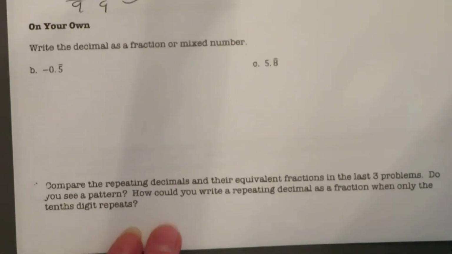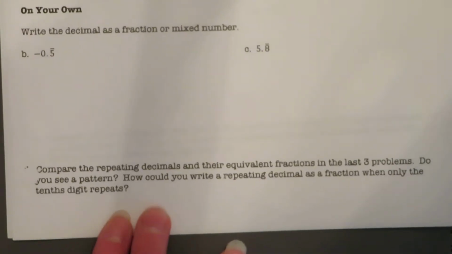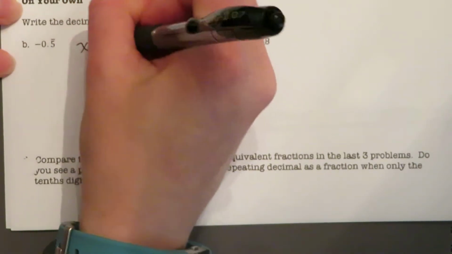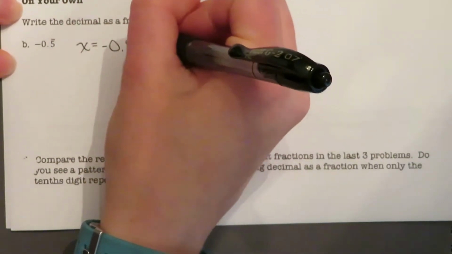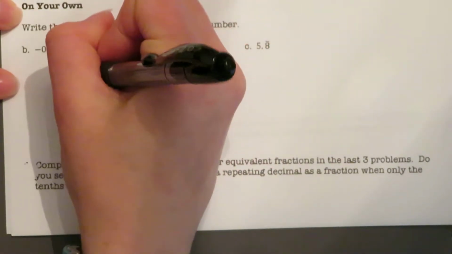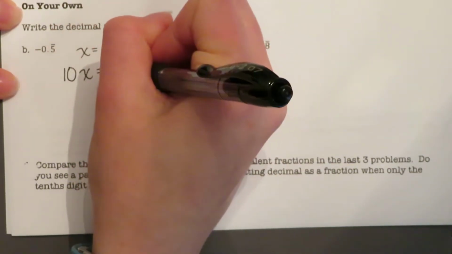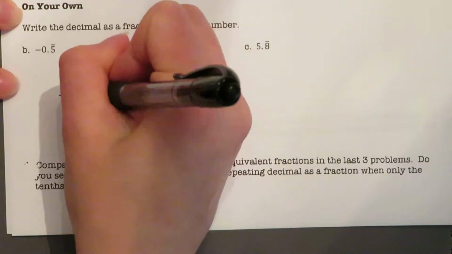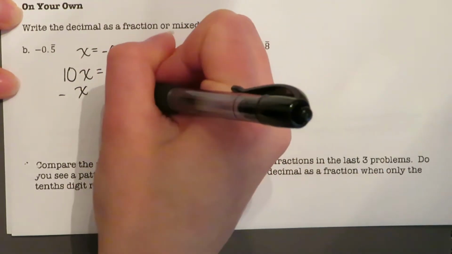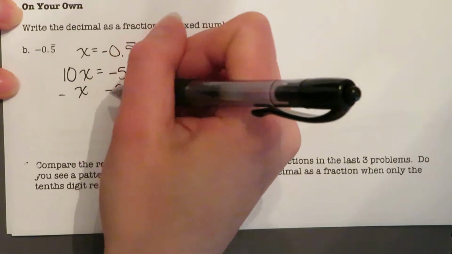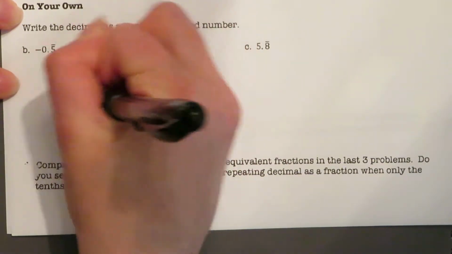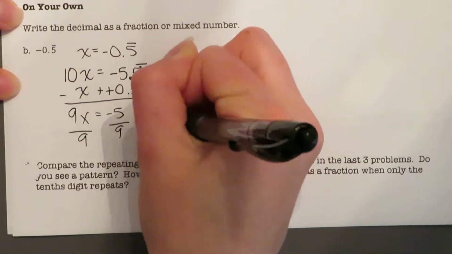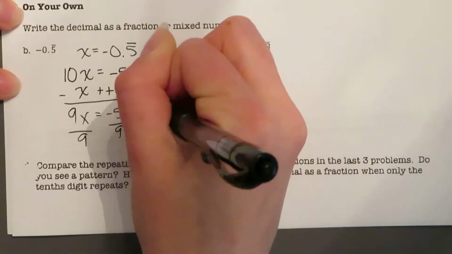On your own. Try the next two and then check. Write the decimal as a fraction or a mixed number. -0.5 repeating. So x equals -0.5 repeating. I only have one digit repeating, so that's 10 to the first, which is 10x. Which leaves me with -5.5 repeating. Subtract the original equation from both sides. So that's actually adding the opposite here. So we're left with 9x equals -5. Divide both sides by 9. You'll get that x equals -5/9.